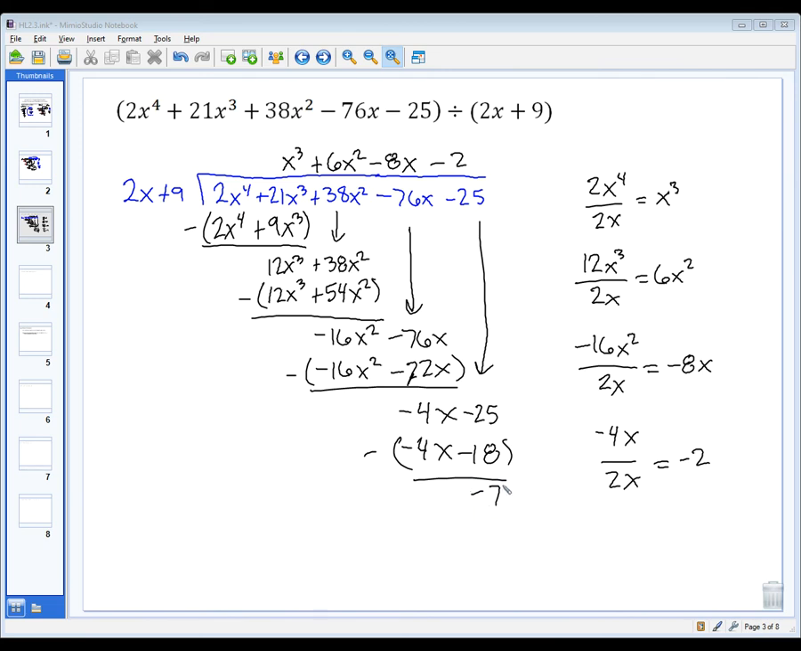So negative 7 doesn't have an x anymore, which means it is the remainder. So we're going to put plus negative 7 over 2x plus 9. There is your quotient or answer for this problem.